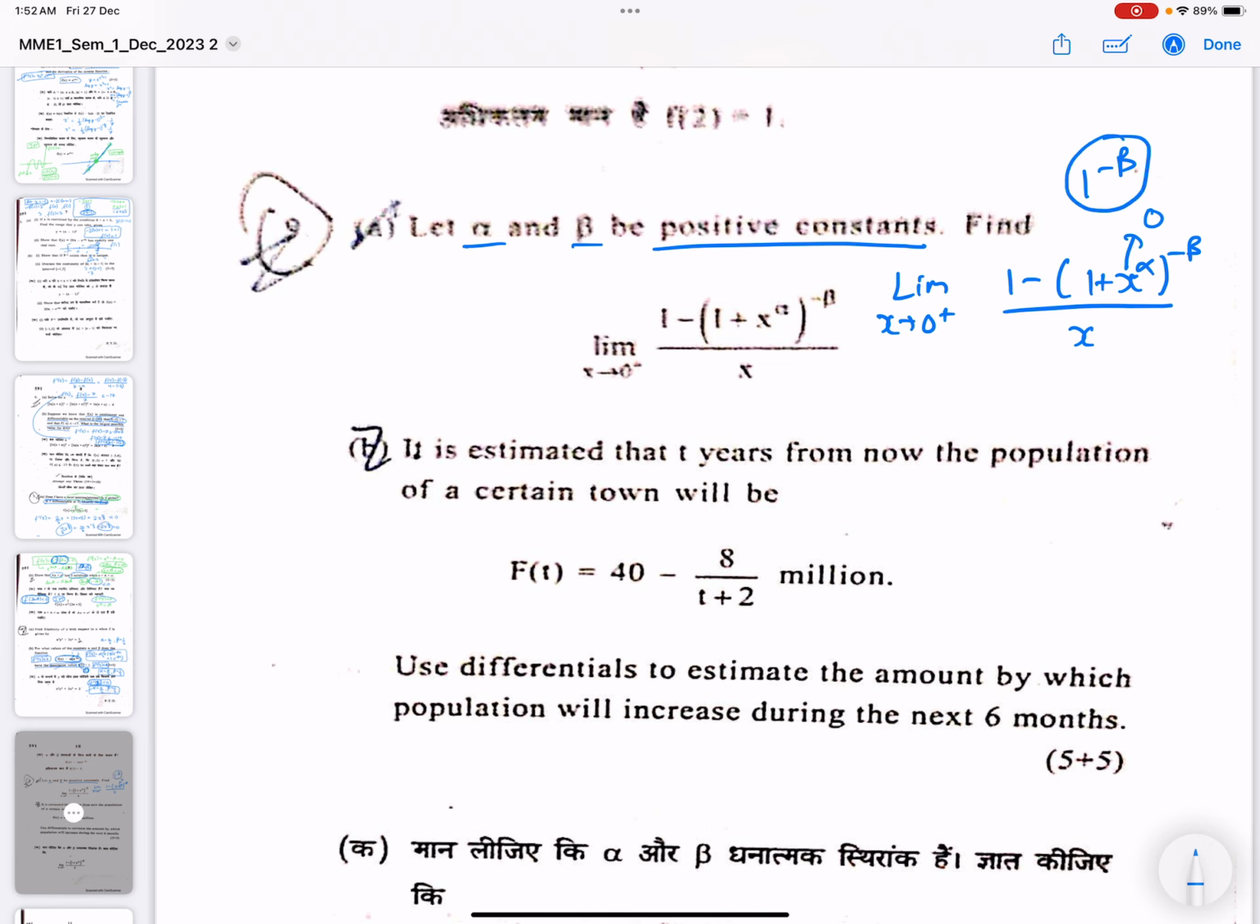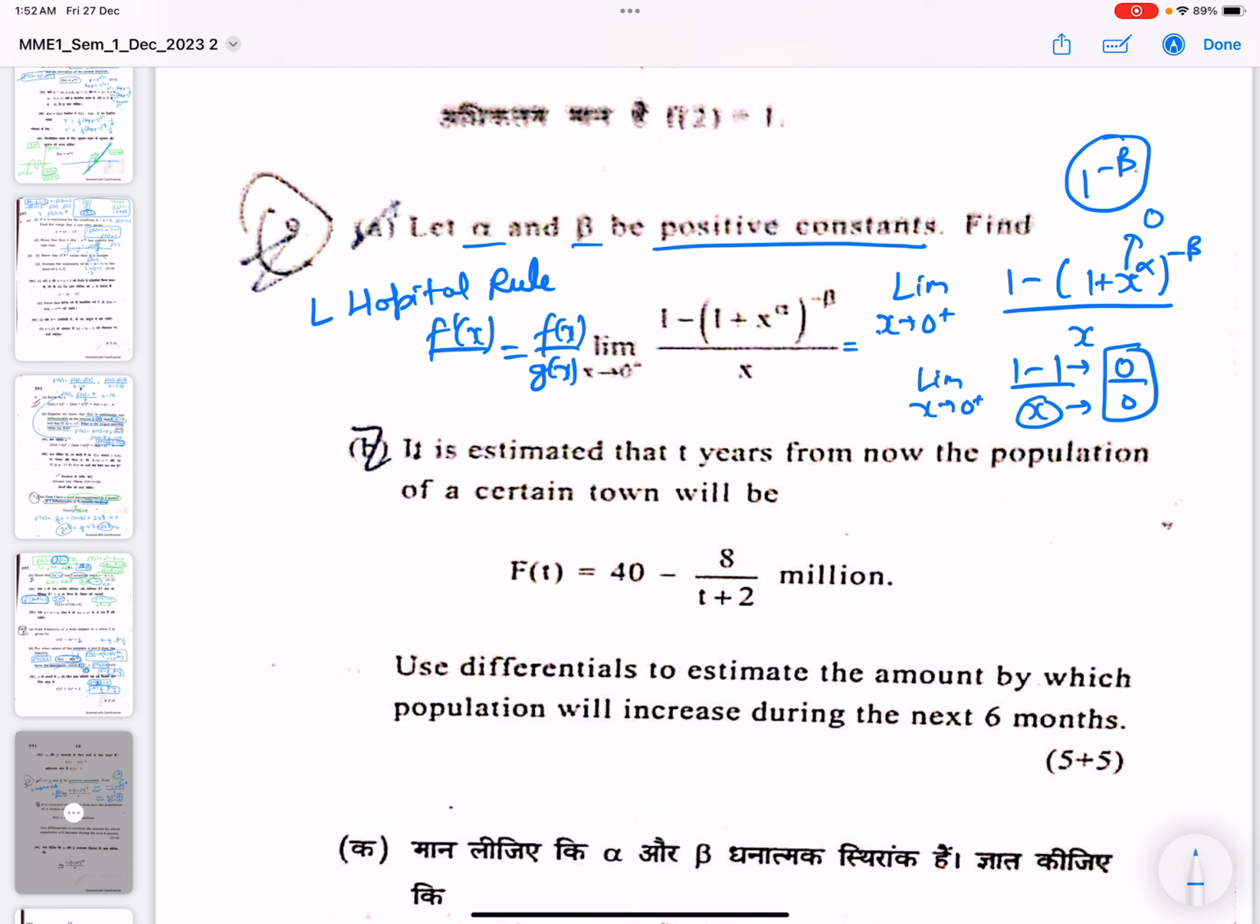So 1 minus 1 upon x, limit as x approaches 0 plus. The denominator would also approach 0 and the numerator is approaching 0, so we have a form 0 by 0. So we will use L'Hopital's rule. Suppose this function is f x by g x, then this limit would be equal to f dash x upon g dash x.